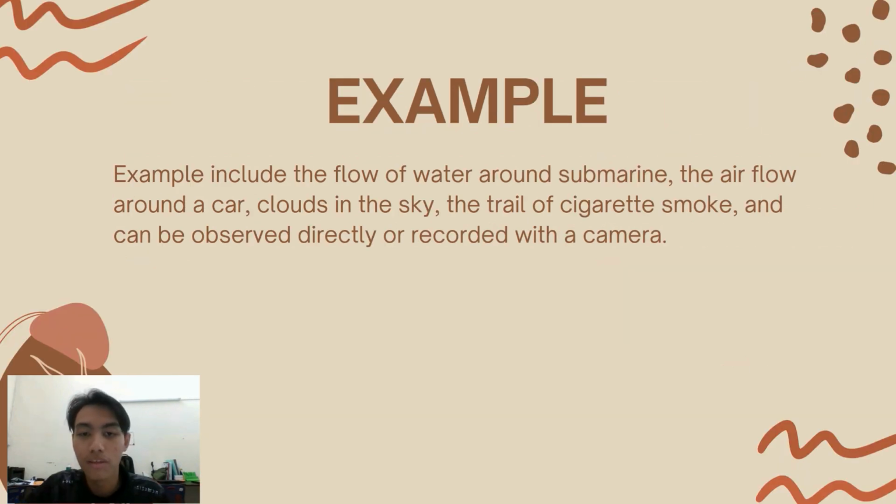For example, flow visualization includes the flow of water around a submarine, the airflow around a car, clouds in the sky, and the trail of cigarette smoke. This information can be either qualitative, thus allowing for an interpretation of the mechanical and physical processes involved in the development of the flow, or quantitative, so that certain properties of the flow such as velocity and density can be measured.